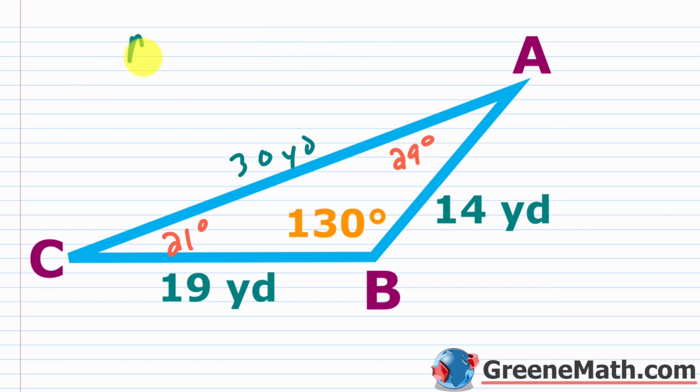Let's just say that the measure of angle A is about 29 degrees, or again, about 29.1 degrees if you did it the other way. Then the measure of angle C is about 21 degrees, or it could have been about 20.9 degrees if you did it the other way. And then the length of side B is about 30 yards.